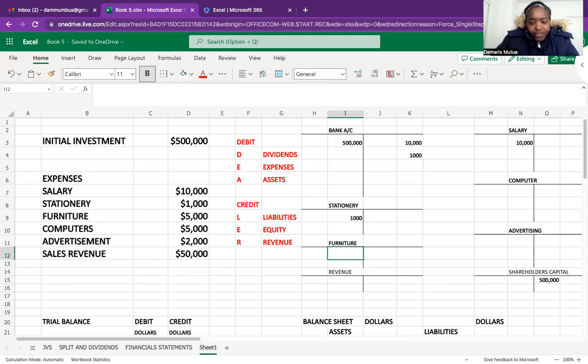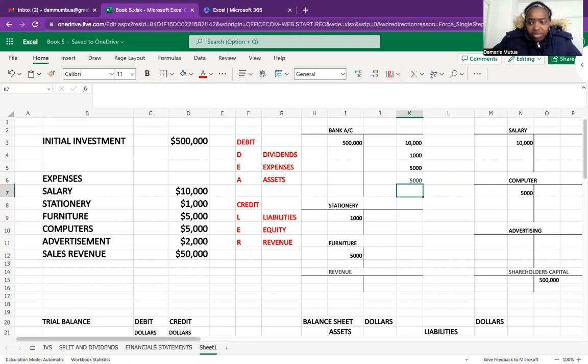We bought furniture. This is a non-current asset, so furniture, 5,000. We need to post the contra entry too, to complete the journal. Computers, we bought computers. It's an asset, so a debit. And the money is coming from the bank. Our bank balance is going down.